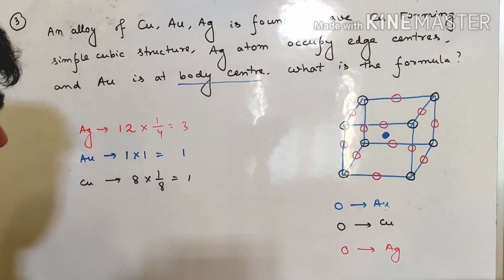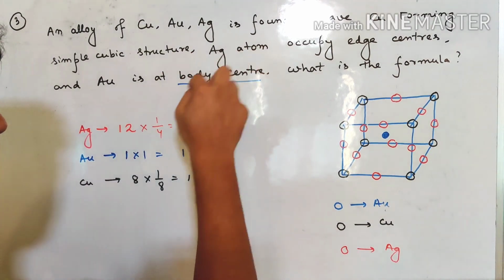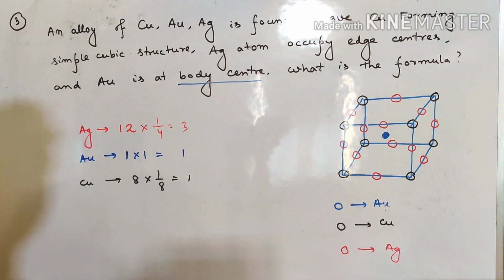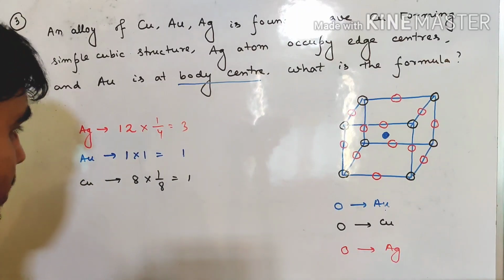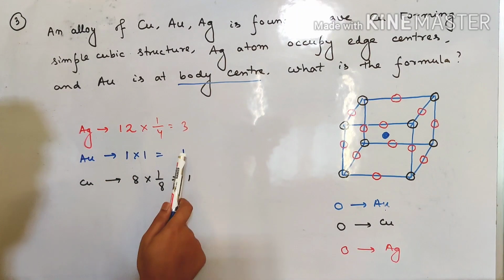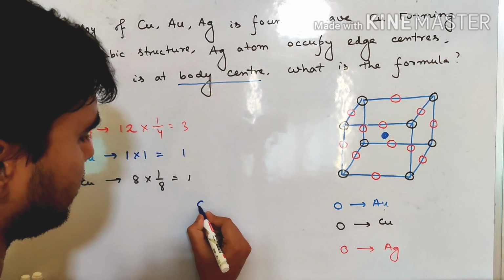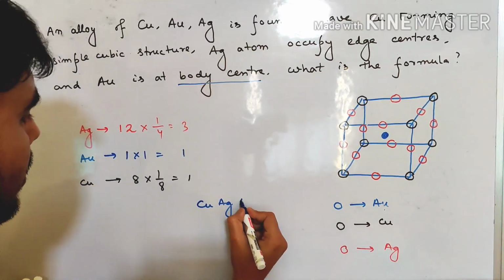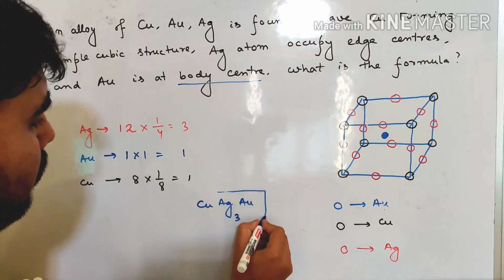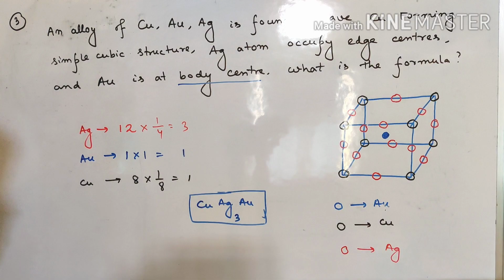So we can observe that if silver, gold and copper form the alloy, in each unit 3 silver atoms will be present, 1 gold and 1 copper. So the formula should have been Ag3AuCu. This should be the formula. That is the formula of the alloy.